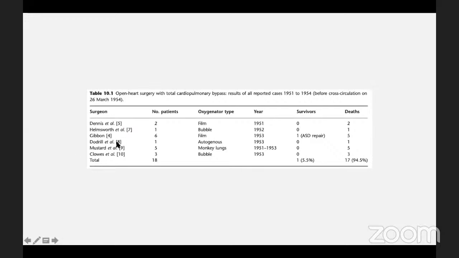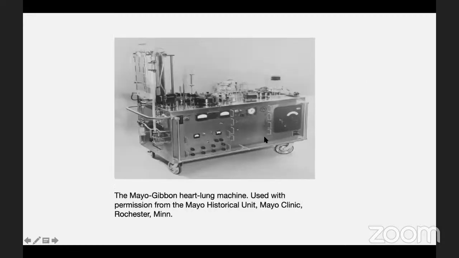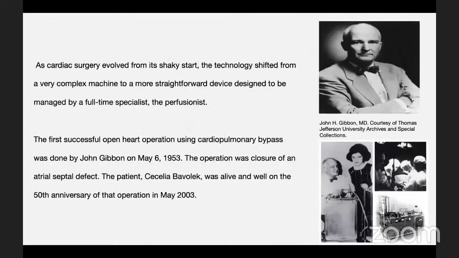So approximately 18 patients were operated on in each of the institutes. Only one survived, which was operated on with the machine of Dr. Gibbon. And this is the machine that was developed by the Mayo Institute, based on the Gibbon heart-lung machine as well.